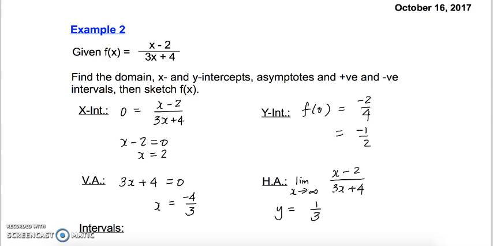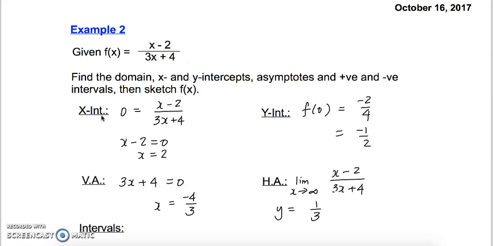Here is part 2 of lesson 3.3 for Advanced Functions, Grade 12. Example 2. We're going to find the domain, x and y intercepts, asymptotes, and positive and negative intervals of f(x), and also sketch this function. So once again, we're going to use the 4 features of a quotient of two linear functions.